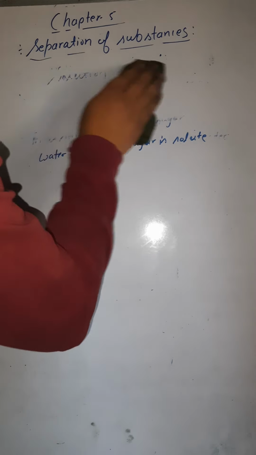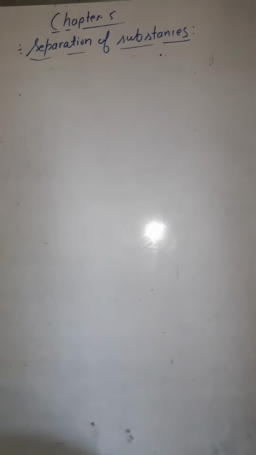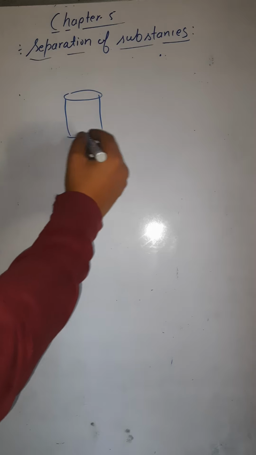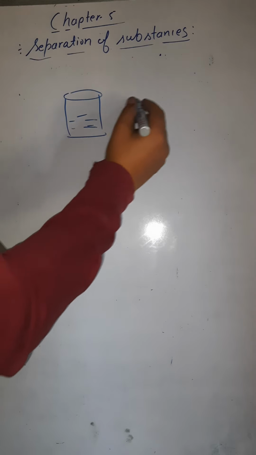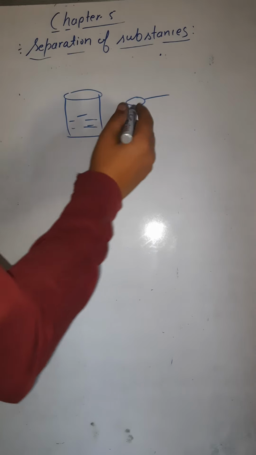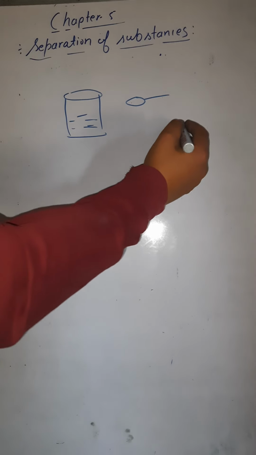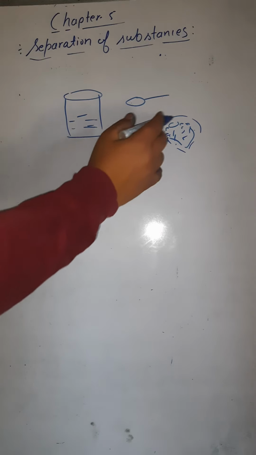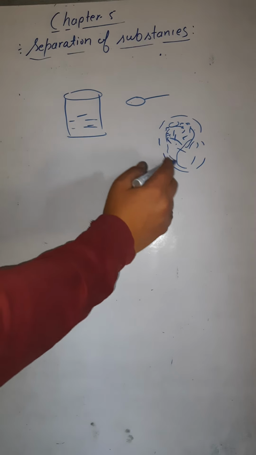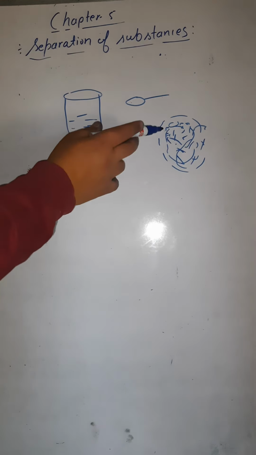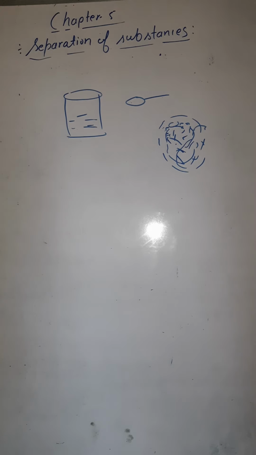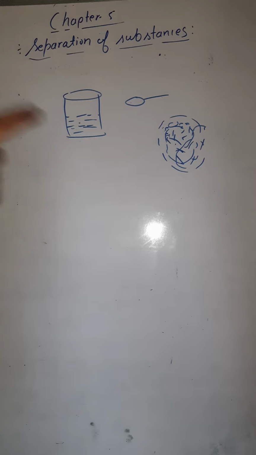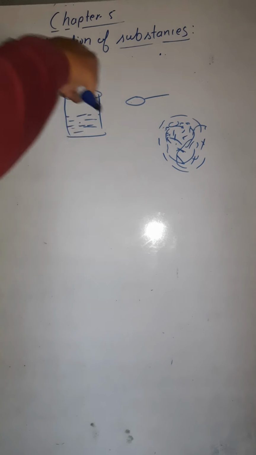Now you might have seen that, let's say suppose you have a tumbler here. Here you have some water, and you are dissolving sugar with the help of a spoon. Now you have to dissolve a huge amount of sugar into this small amount of water. Is it possible to dissolve this complete amount of sugar in this water?